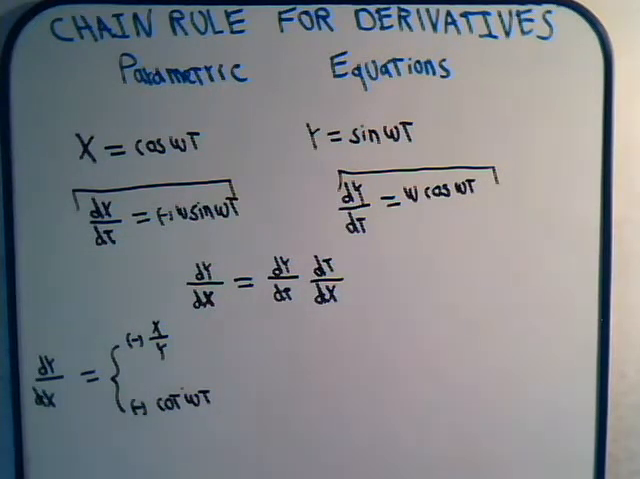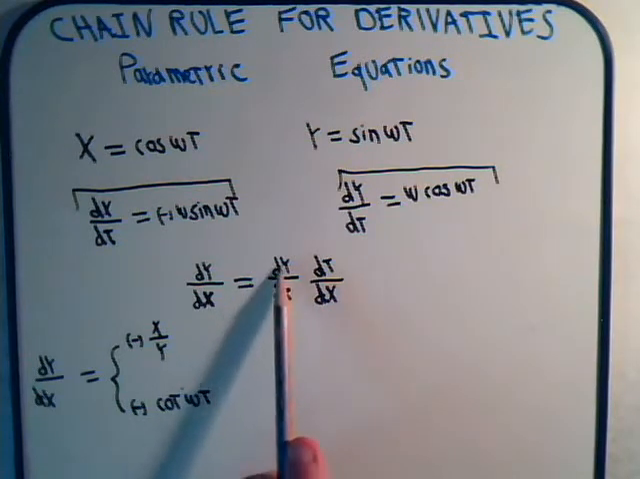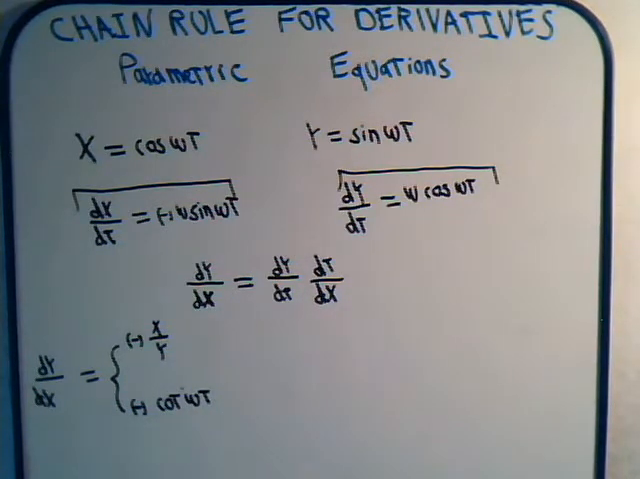dy/dx is equal to dy/dt times dt/dx. If you think of multiplying these together, the dt's cancel out, and you have dy/dx. And when we did that, we had this answer here, minus the cotangent of omega t in parametric form, and then converting that back to x and y, that's the same thing as minus x over y.